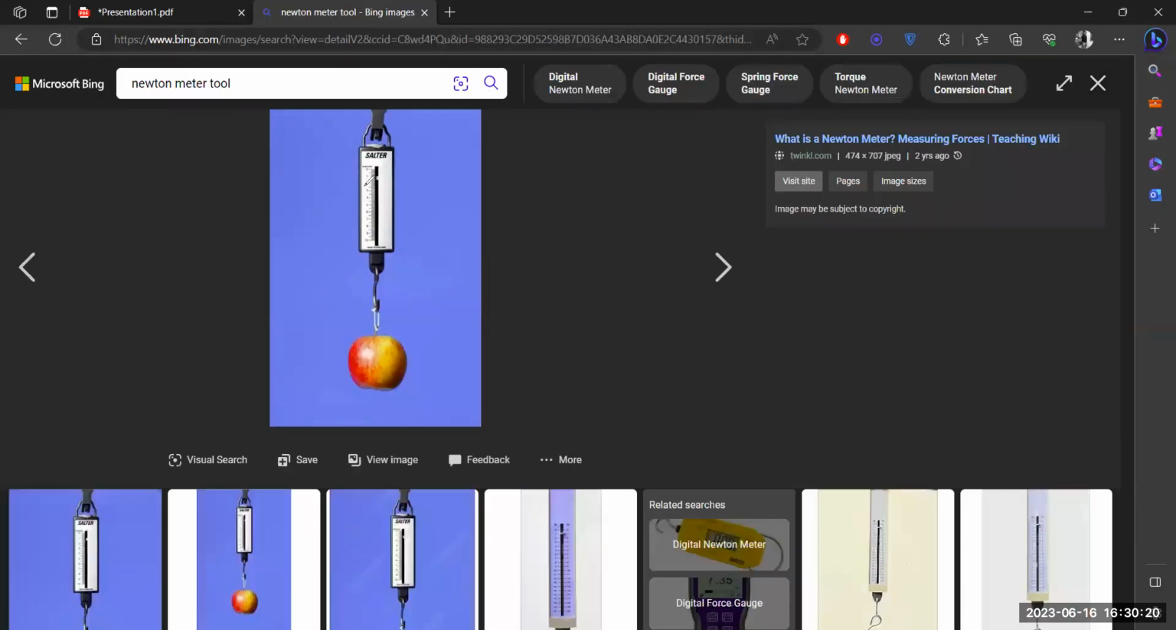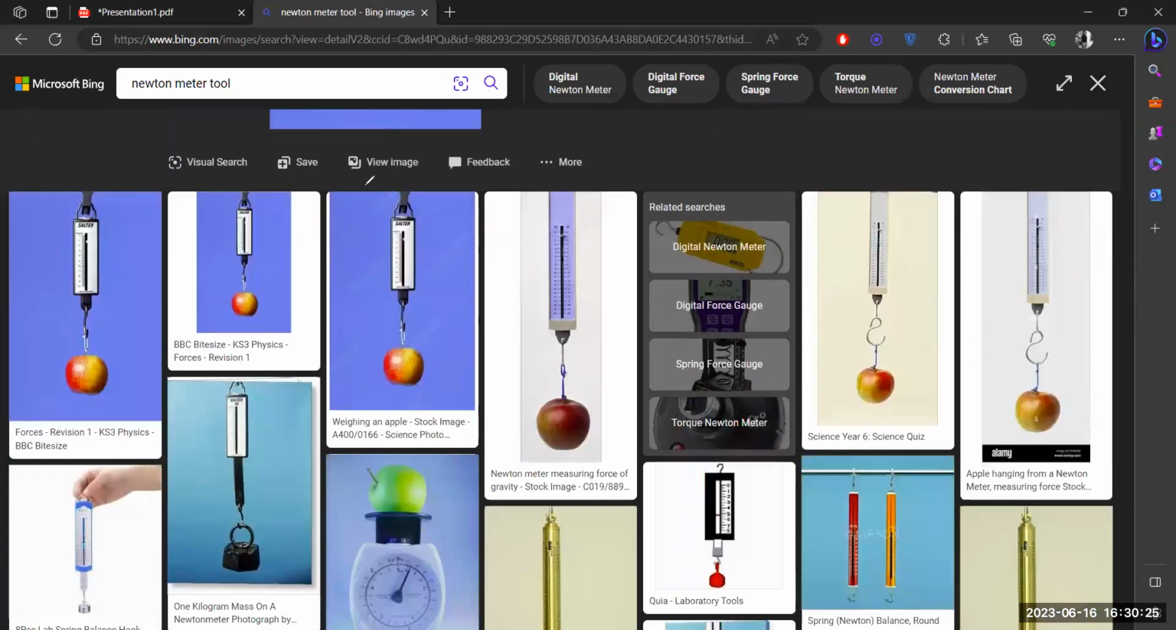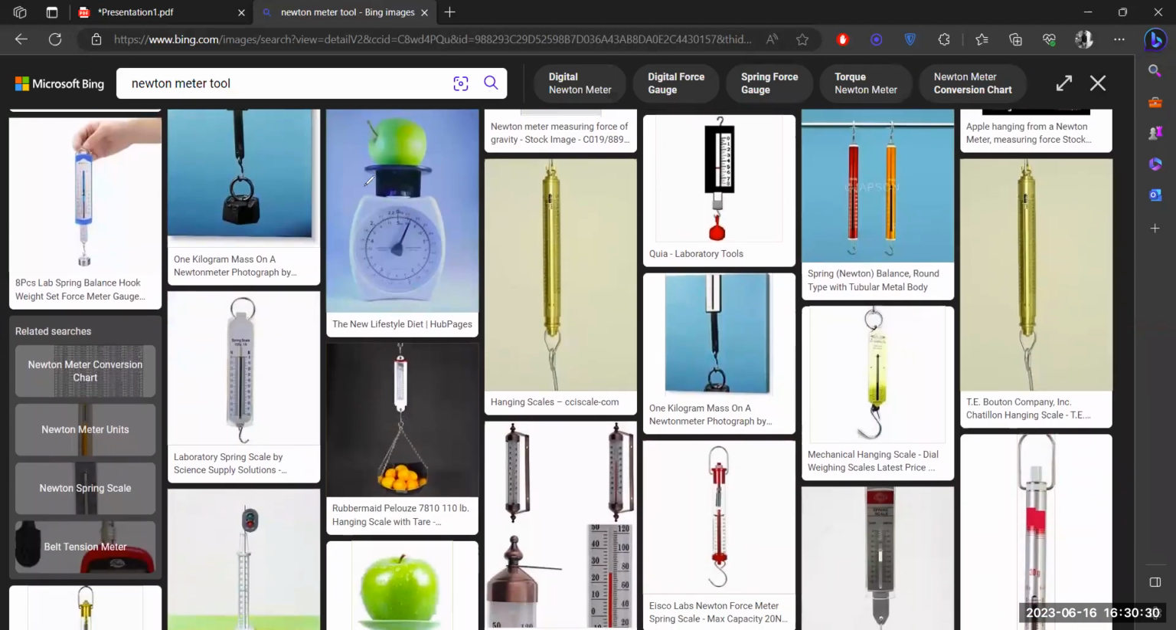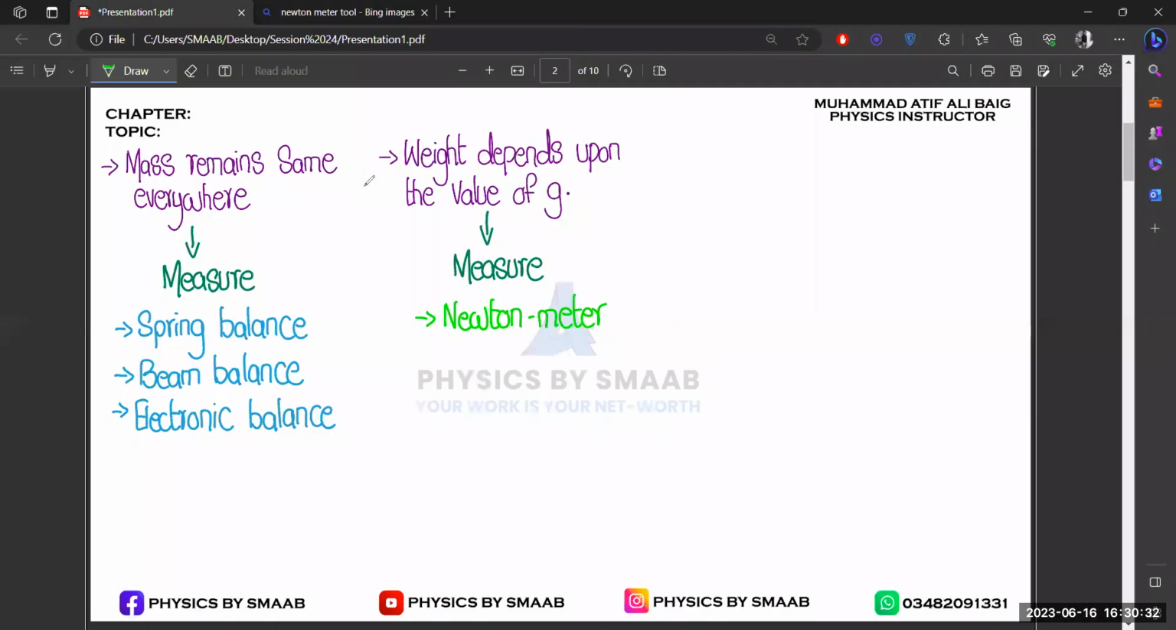An apple is hanging on the Newton meter, and you can see the value is increasing from 0, right? So this is the difference between mass and weight, and the measuring instruments we use to measure mass and weight. Either we use a manual Newton meter or an electronic Newton meter. The concept remains the same, only the type of measuring instrument is different, right? Any confusion?